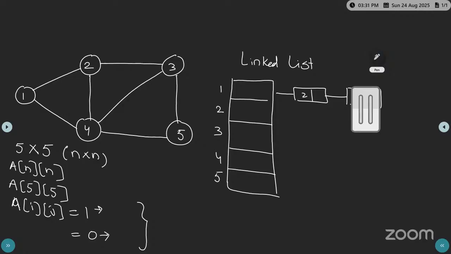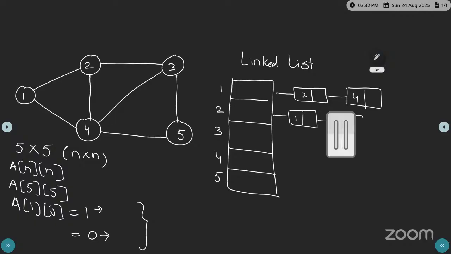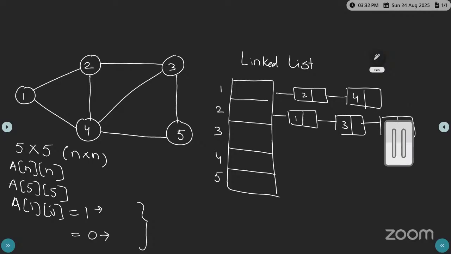Now tell me the adjacency list of the second node. Always write in sequence. 2 to 1, 2 to 3, 2 to 4. That's it, only 3. Undirected, this one. 1 to 2, 2 to 1.